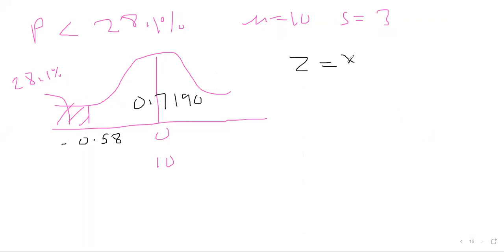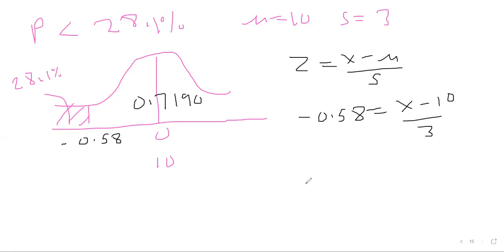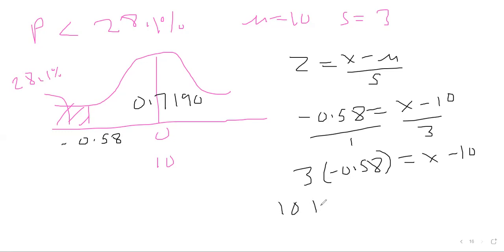So we are interested in finding what? The value of what? X. So where there is Z now, we're going to put negative 0.58. Then the X value, we don't know. The mean, we know it's 10. The standard deviation, we know it's 3. So cross multiply, we're going to have 3 times negative 0.58. Then here we're going to have 1 multiplied by everything there. So X minus 10. So when the 10 comes inside, it will add 10 plus 3 times negative 0.58. Then value of X. Quickly go to your calculators.